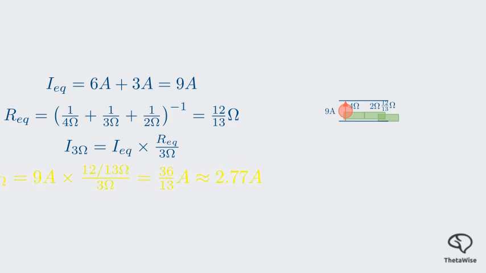This gives us 36/7 amps, or approximately 5.1 amps. That's the power of source transformation. Next up is the superposition theorem. This is a wonderfully intuitive and powerful theorem that helps us handle circuits with multiple independent sources.